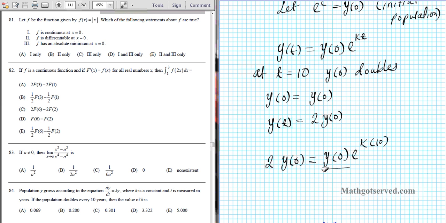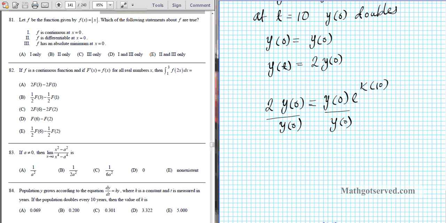Divide both sides by y sub 0, on the left and on the right. We're just solving a basic exponential equation here. So these cancel out, and you have 2 equals e to the 10k. We need that k isolated, so we take the natural logarithm of both sides.